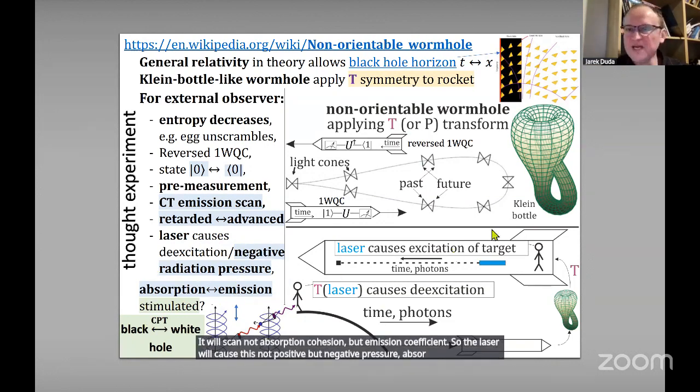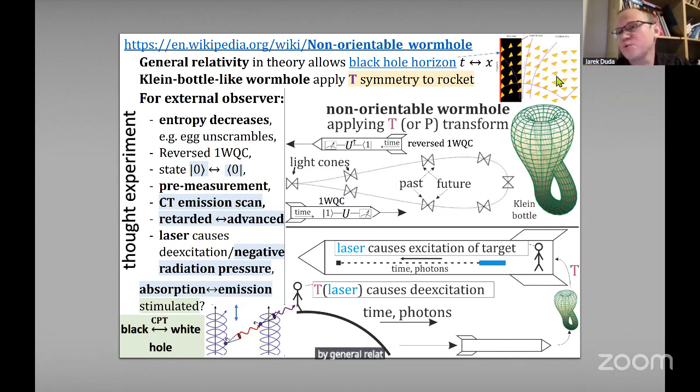So in theory, general relativity allows all these effects. Negative radiation pressure is allowed by general relativity, as it allows us to rotate light cones, usually by about 90 degrees, but in theory it could also be 180 degrees.